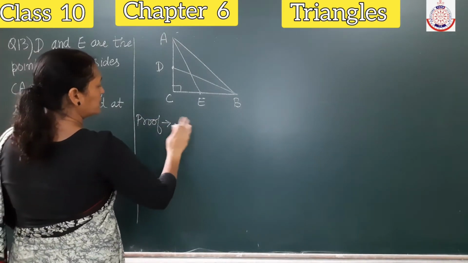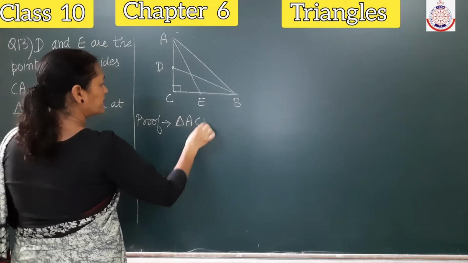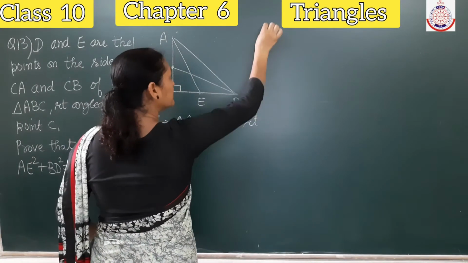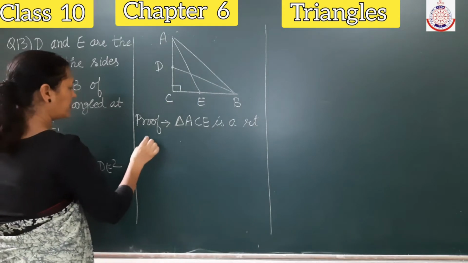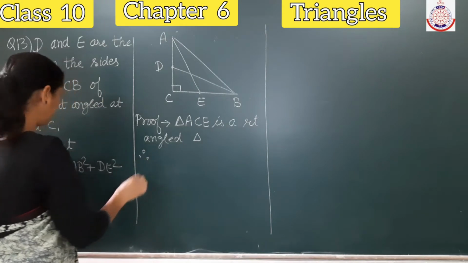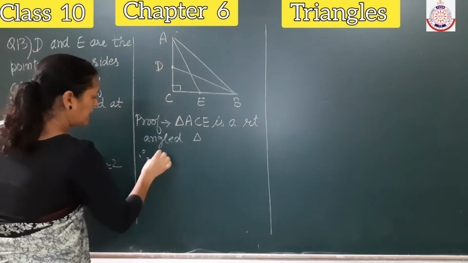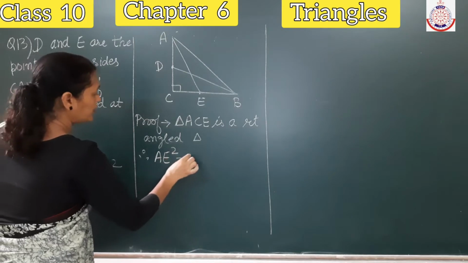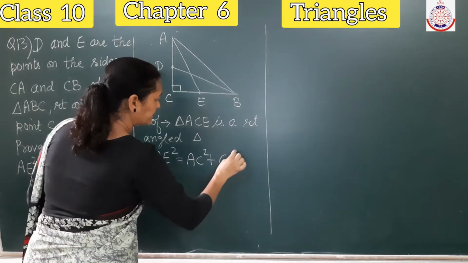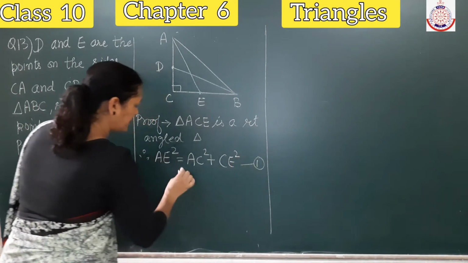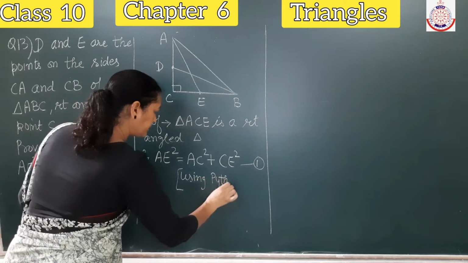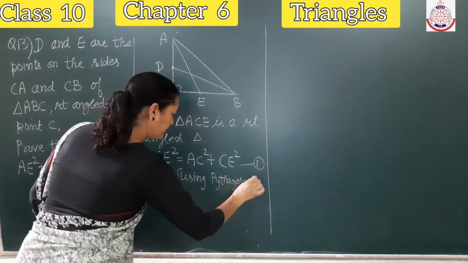in triangle ACE, which is a right angle triangle, this will be the hypotenuse. AE square is equal to AC square plus CE square. That will be equation number 1, and this we have obtained using Pythagoras theorem.